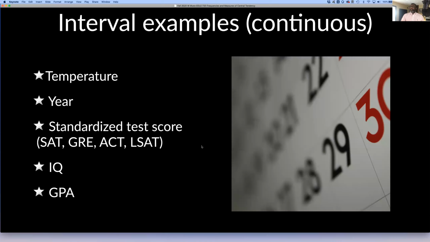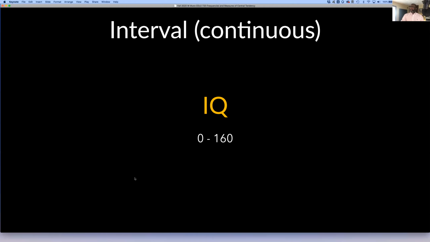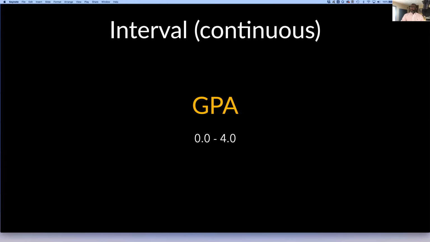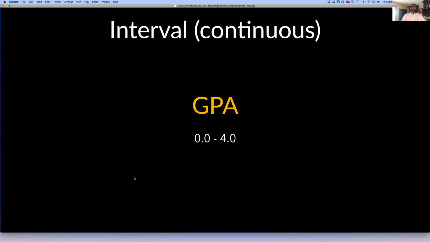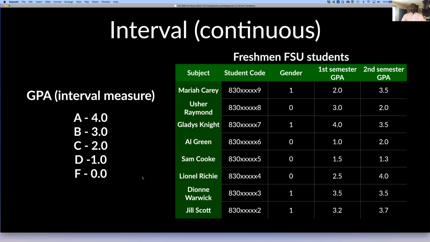So here are some interval examples that we may be more familiar with: temperature, year, standardized test score, IQ, and GPA. SAT score is 400 to 1600. I think that's the same model, I'm not sure. IQ is 0 to 160. GPA is 0 to 4.0, and there are some other scales and other ways of calculating that. So A is 4.0, B 3.0, C 2, D 1, and F is 0.